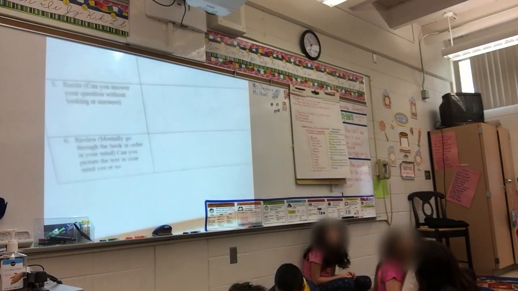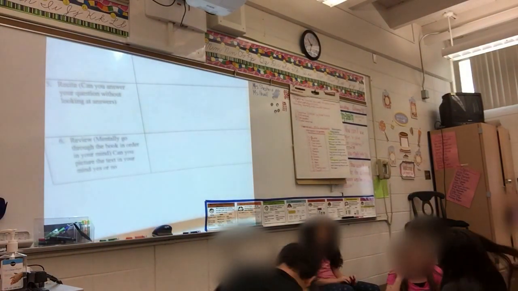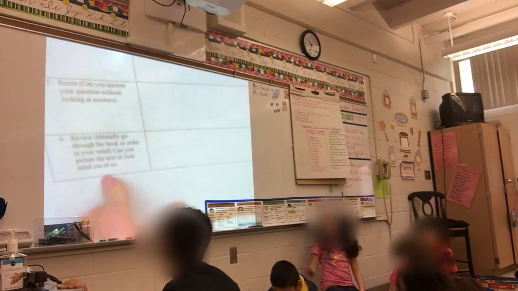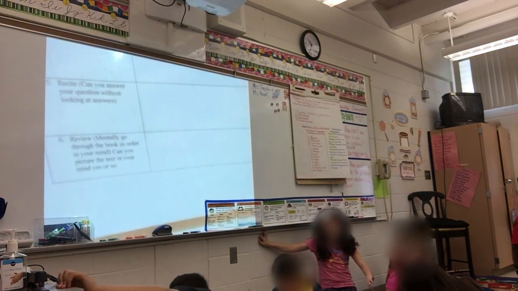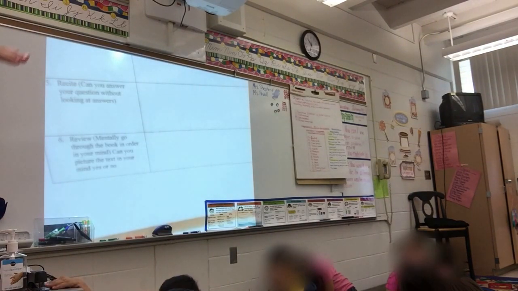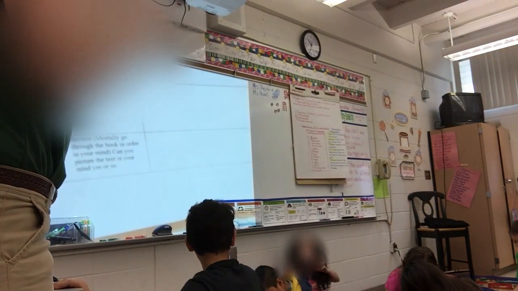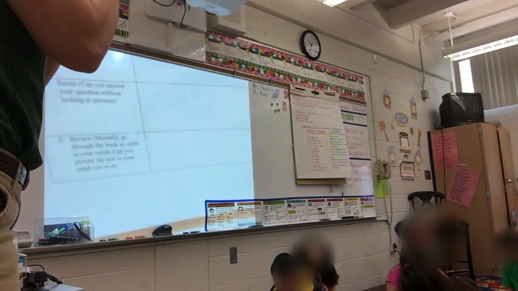Ones that are done with 4 and 5, because a lot of you are already done with those: review. Mentally go through the book in your mind. Can you picture the text in your mind, yes or no? You're just writing yes or no down. Close your mind and can you picture the book in your head, of the caves, of the living things, the frozen erosion, the dripping? Can you picture the book in your mind as we went through it? A little bit? Okay.